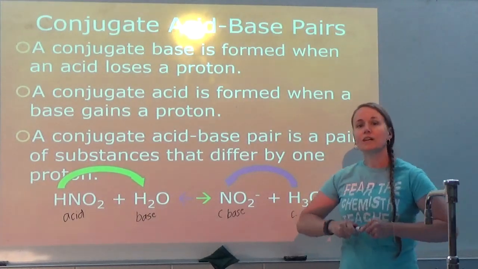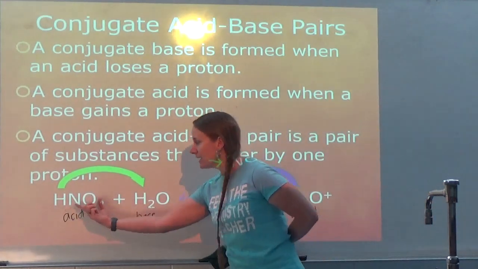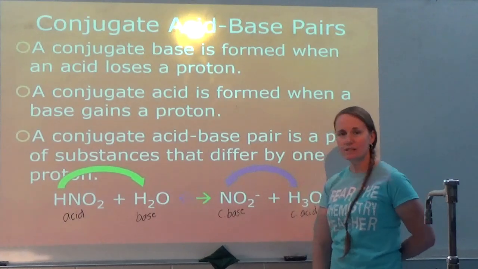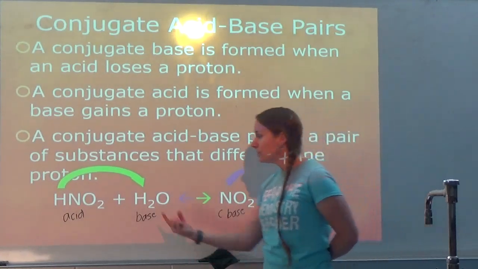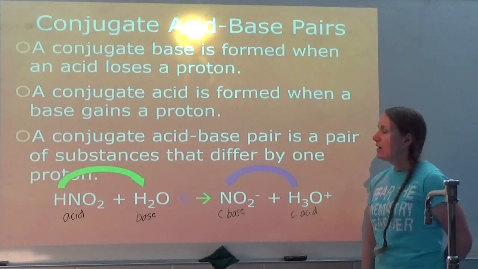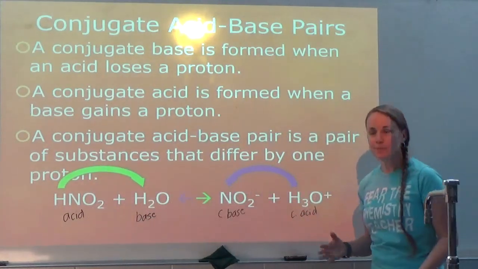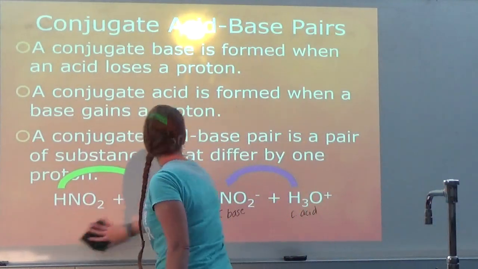So if a question asks you to list a conjugate acid-base pair, you can either grab the acid and its conjugate base, that's a pair, or you could grab the base and its conjugate acid, that's a pair. And so notice they only differ by 1 hydrogen. All right, so hopefully that's not too difficult to understand.